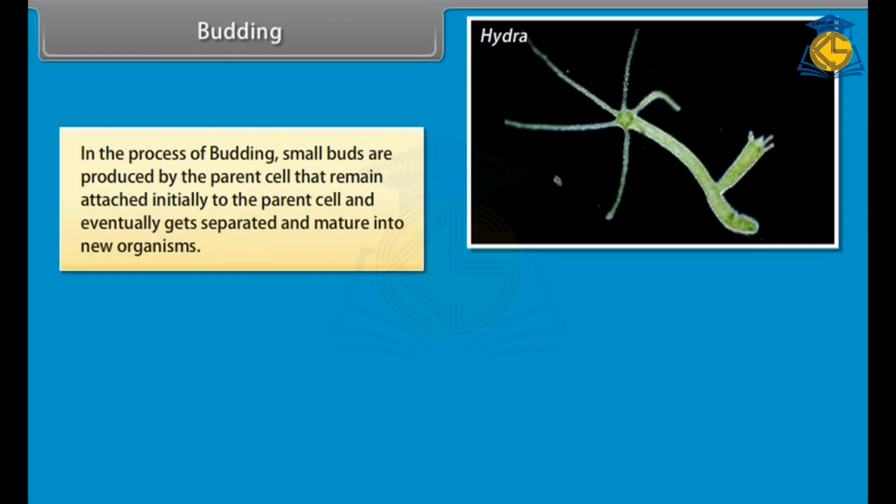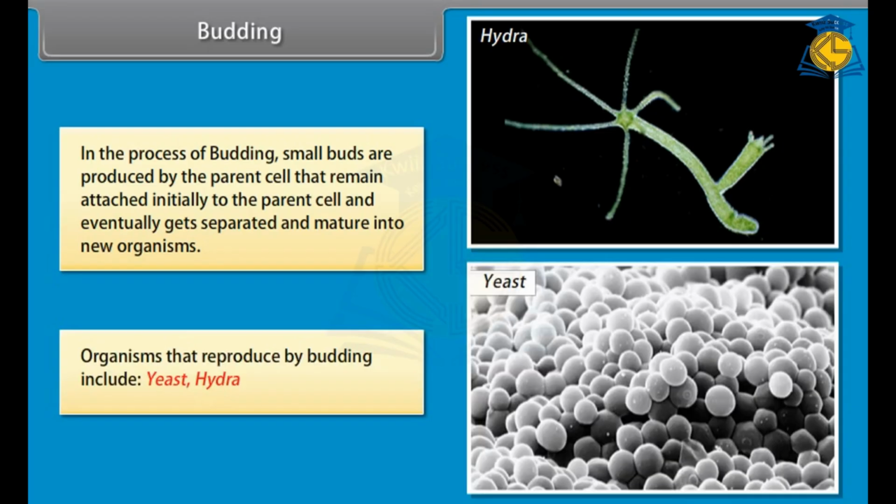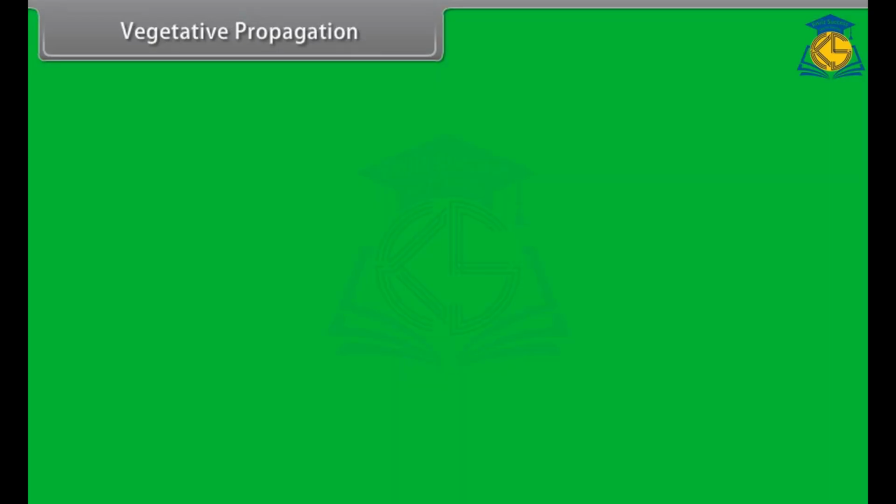Budding. In the process of budding, small buds are produced by the parent cell that remain attached initially to the parent cell and eventually get separated and mature into new organisms. Organisms that are produced by budding include yeast, hydra.